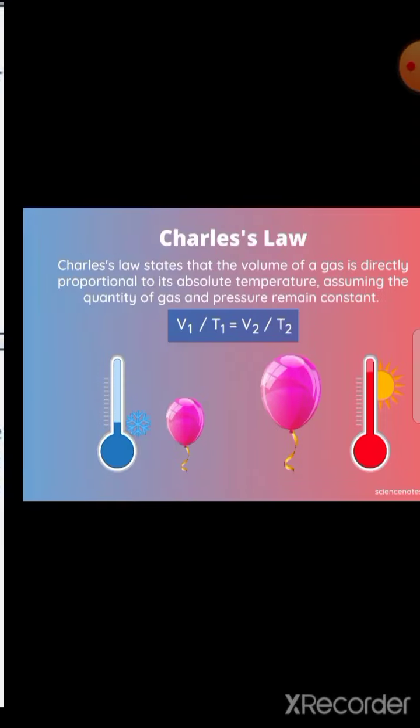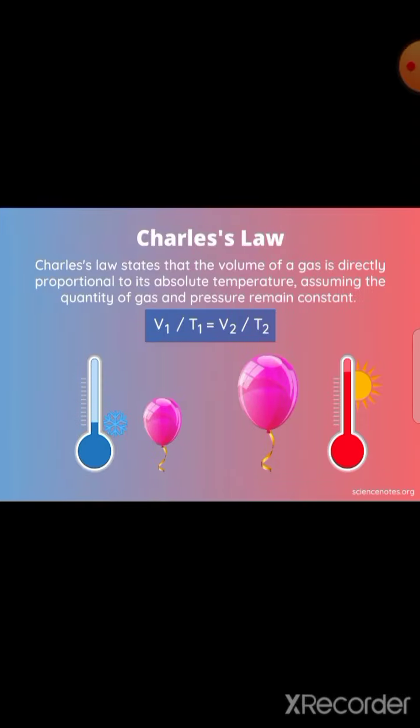Okay, so let us see the exact statement for Charles' law. When the gas is kept at constant pressure, the volume of a gas is directly proportional to the absolute temperature, V directly proportional to T. It was discovered by Jacques Charles. Therefore, this law is known as Charles' law.